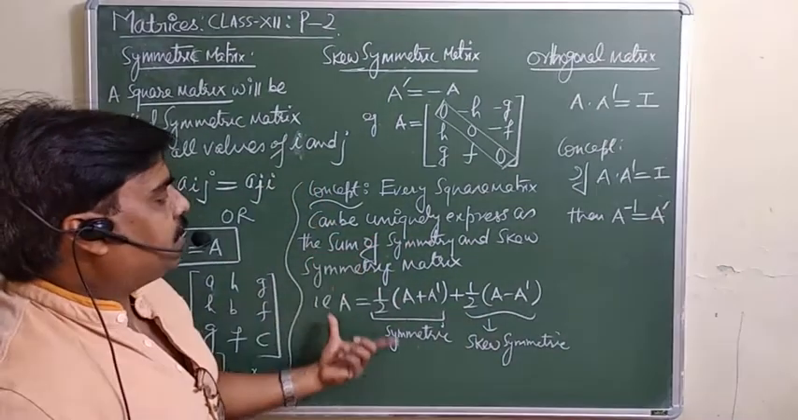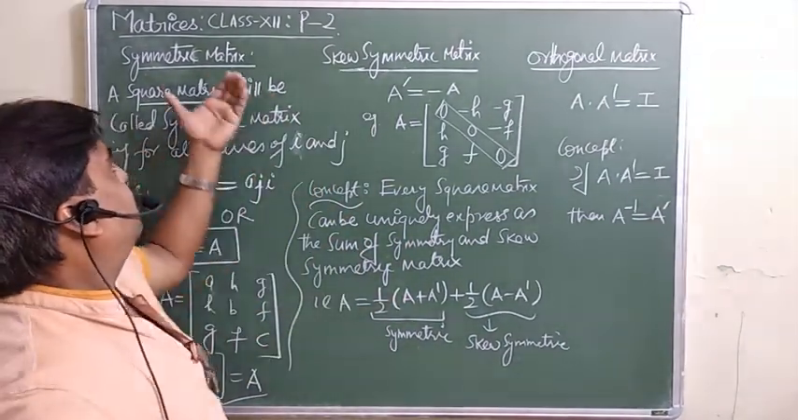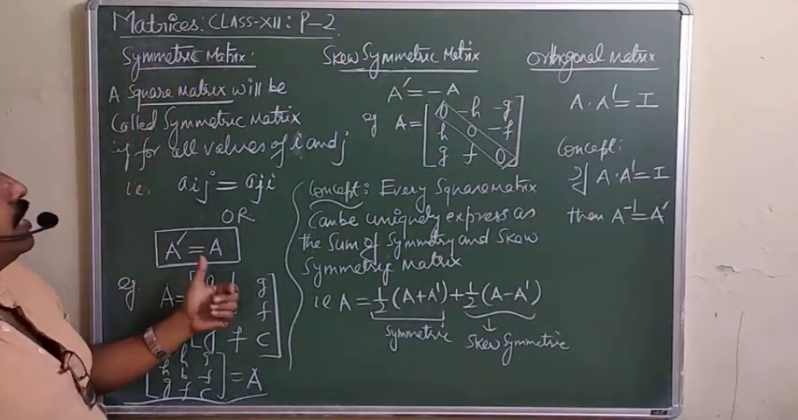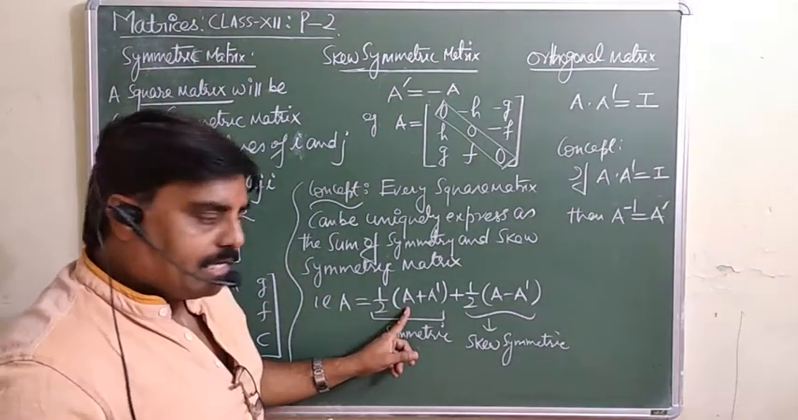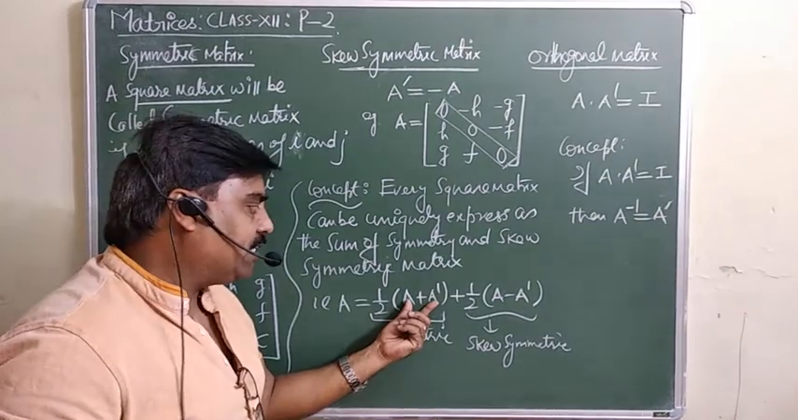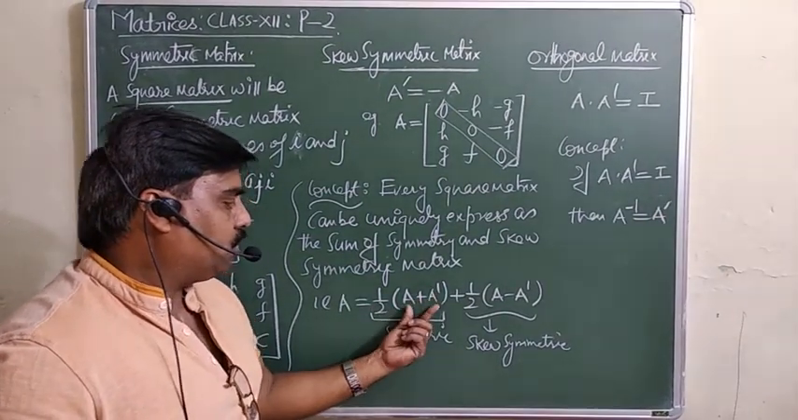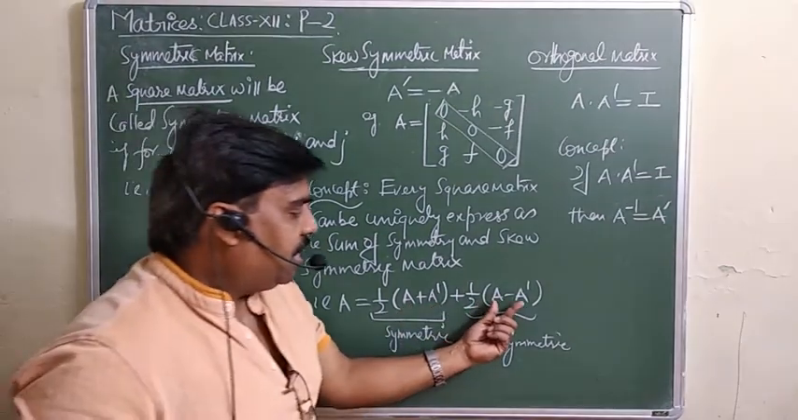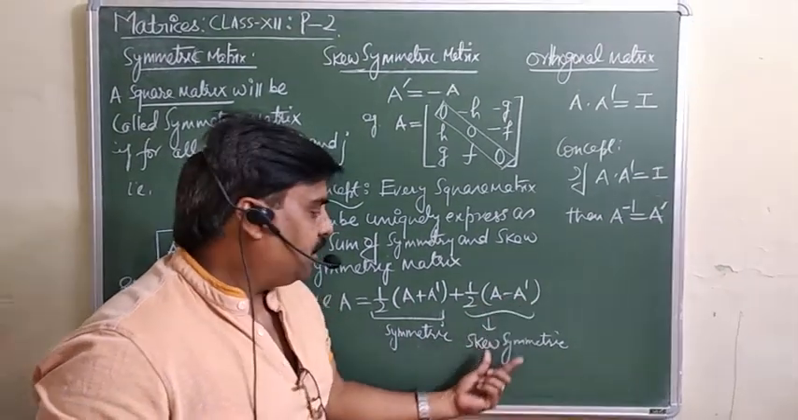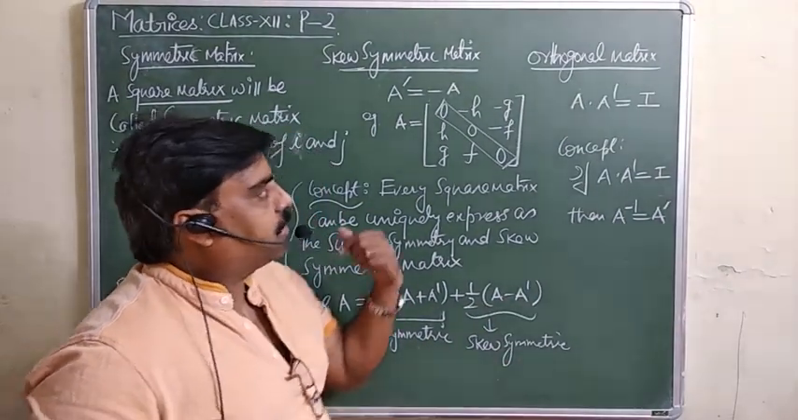Sometimes the question can be asked: write an example of a skew symmetric matrix. You can write any matrix, take the transpose, and combine them, divided by 2. Even if you are not dividing by 2, A plus A transpose is always a symmetric matrix, and A minus A transpose is always a skew symmetric matrix.